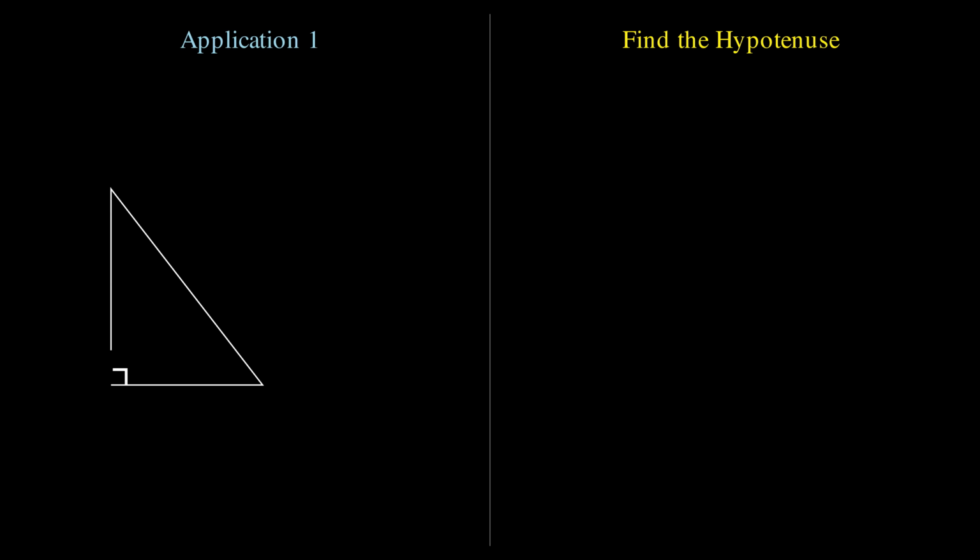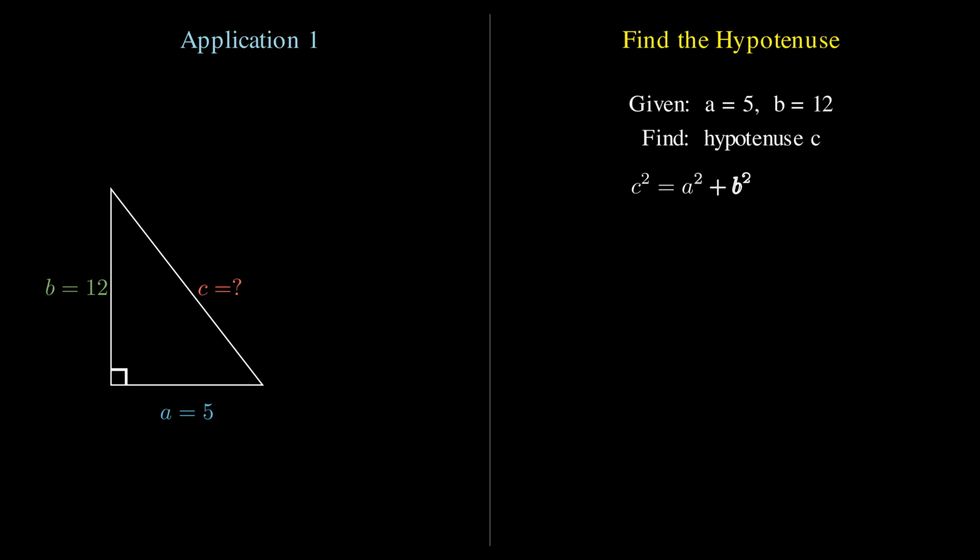Now let's apply the theorem to find a missing side. Suppose the legs of a right triangle have lengths 5 and 12, and we want to find the hypotenuse. Start with the formula. c squared equals a squared plus b squared. Substitute the numbers. c squared equals 5 squared plus 12 squared. Now square each value. 5 squared equals 25. 12 squared equals 144. Add them together, 25 plus 144 equals 169.